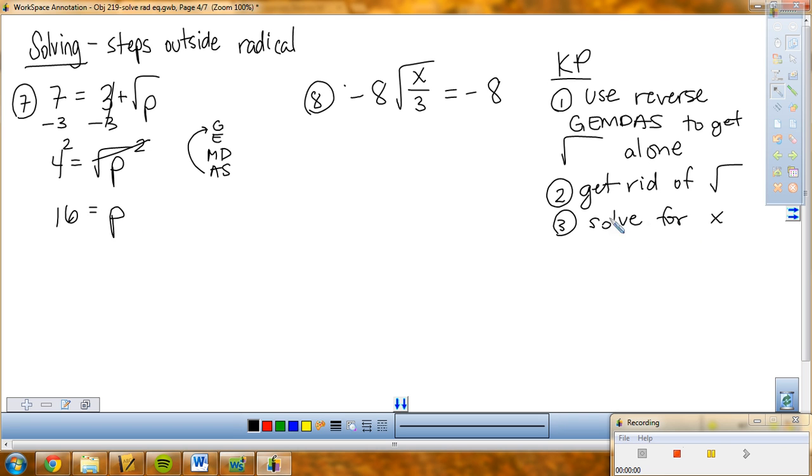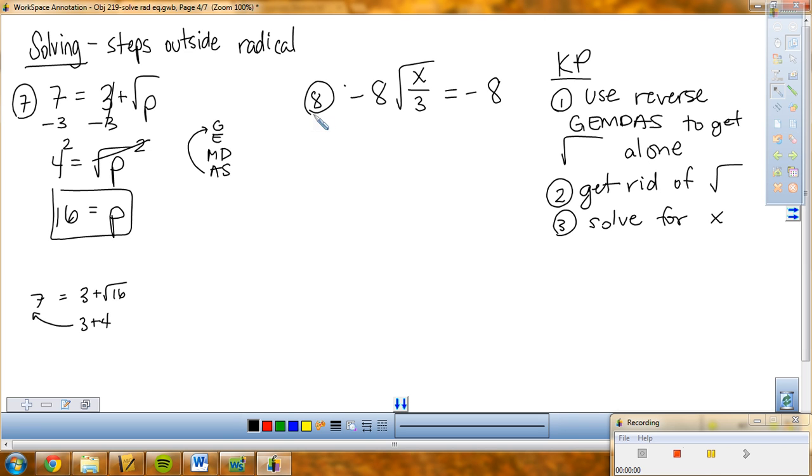So I really didn't have to solve for x in that example. And again, you can plug it in and check. 7 equals 3 plus the square root of 16. Square root of 16 is 4, which does equal 7. So it's always good to check your work and see that you're not making any mistakes.